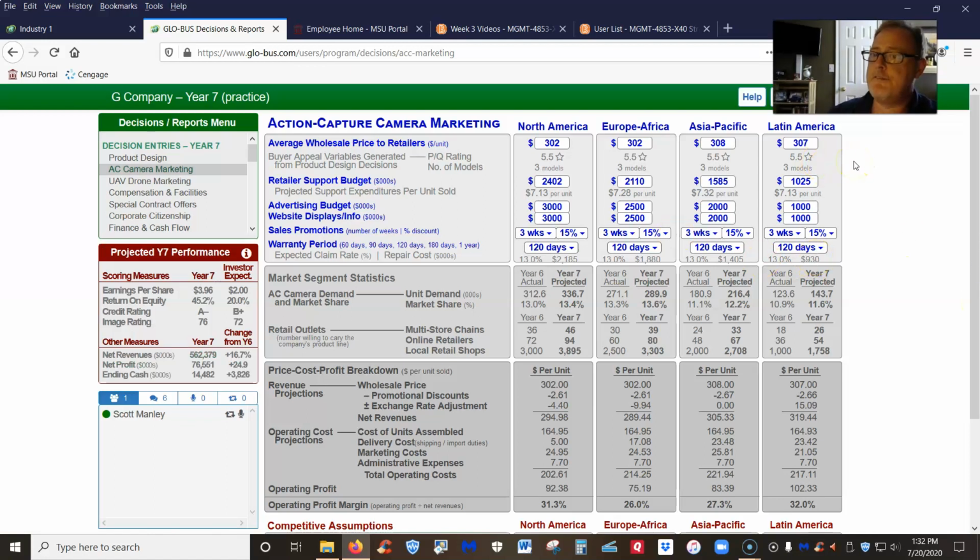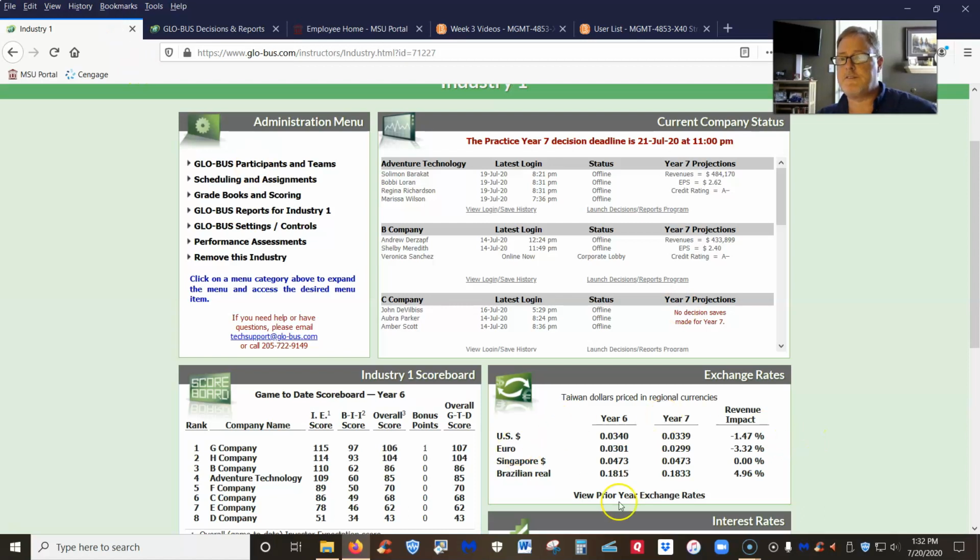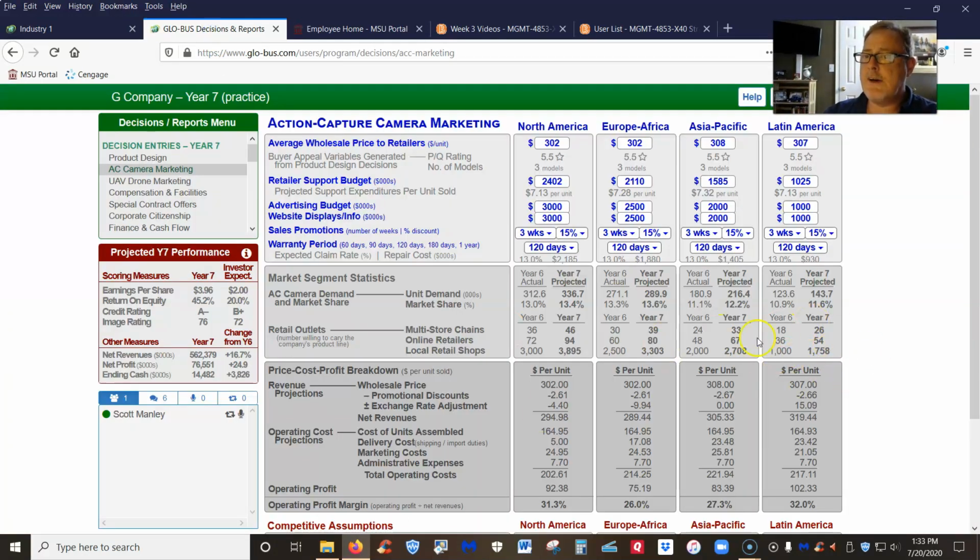So we have in year 7 for the first time exchange rate impacts. Those exchange rate impacts affect how much you actually net when you sell your product. So when you log into Globus, you'll see this information displayed. It's not going to look exactly like my information, but you'll see something similar displayed in yours. What that means is that when you sell products and you net down that sale in North America, we're going to lose 1.47% of our revenue because of exchange rate impacts. In Europe, Africa, we'll lose about 3.32%. No effect in Asia Pacific. In Latin America, we'll actually gain about 5% on the exchange rates. So we need to take that into account when we're pricing our products.